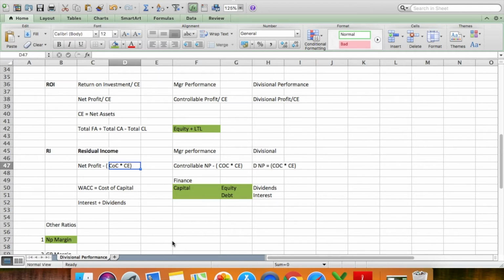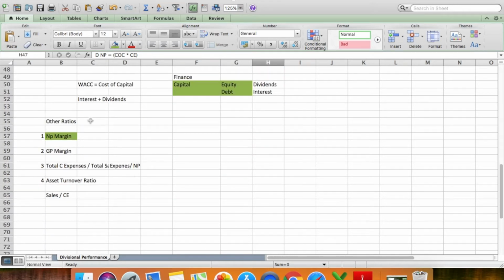Higher the residual income, that means better the performance of that division is. Also, higher the return on investment, higher the net profit generated by the manager and the division as a whole, better the performance of the division as a whole, right? So residual income and return on investment are some of the key ratios to calculate divisional performance. We can also differentiate between manager and divisional performance using controllable net profit, where manager performance is calculated, and using divisional net profit, where divisional performance is calculated.